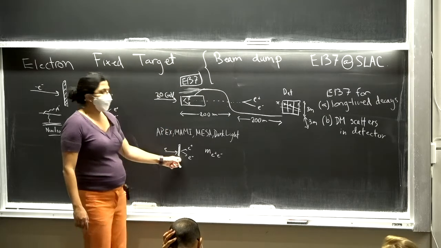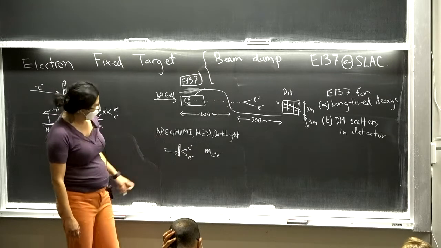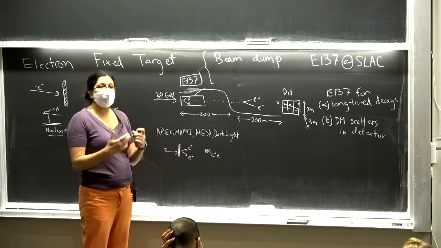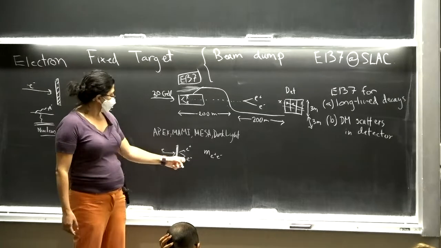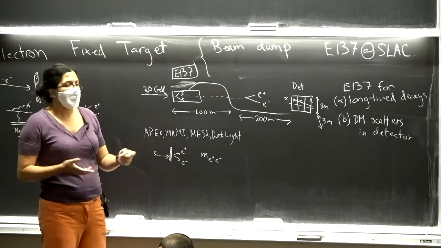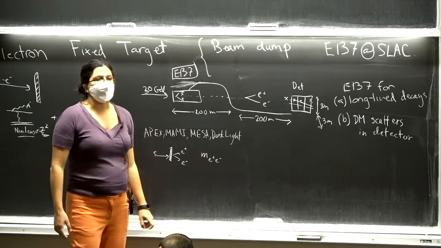You might ask, why do a thin target rather than a thick target? And it has to do with the same multiple scattering effect that we were talking about at BaBar. If the target's too thick, then before they even leave the target, the electron and positron are going to scatter. And you lose the angular information that you need to reconstruct their mass.